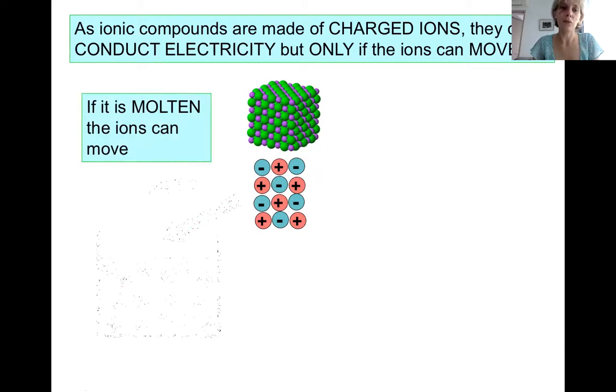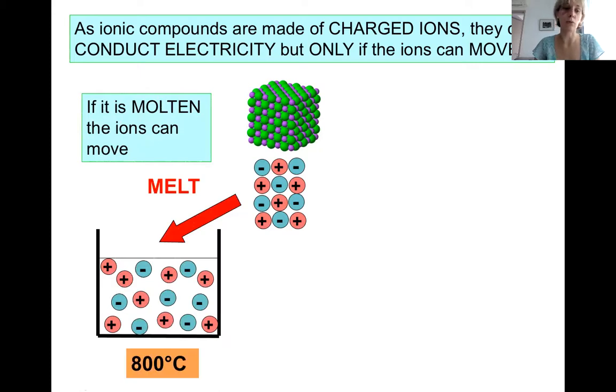However, if we can melt them, we can make them molten, so we get it hot enough above that high melting point. Once it's a liquid, like all liquids, the particles are able to move around, they're able to move past one another, and then it can conduct electricity because the ions will carry the charge as they move around.